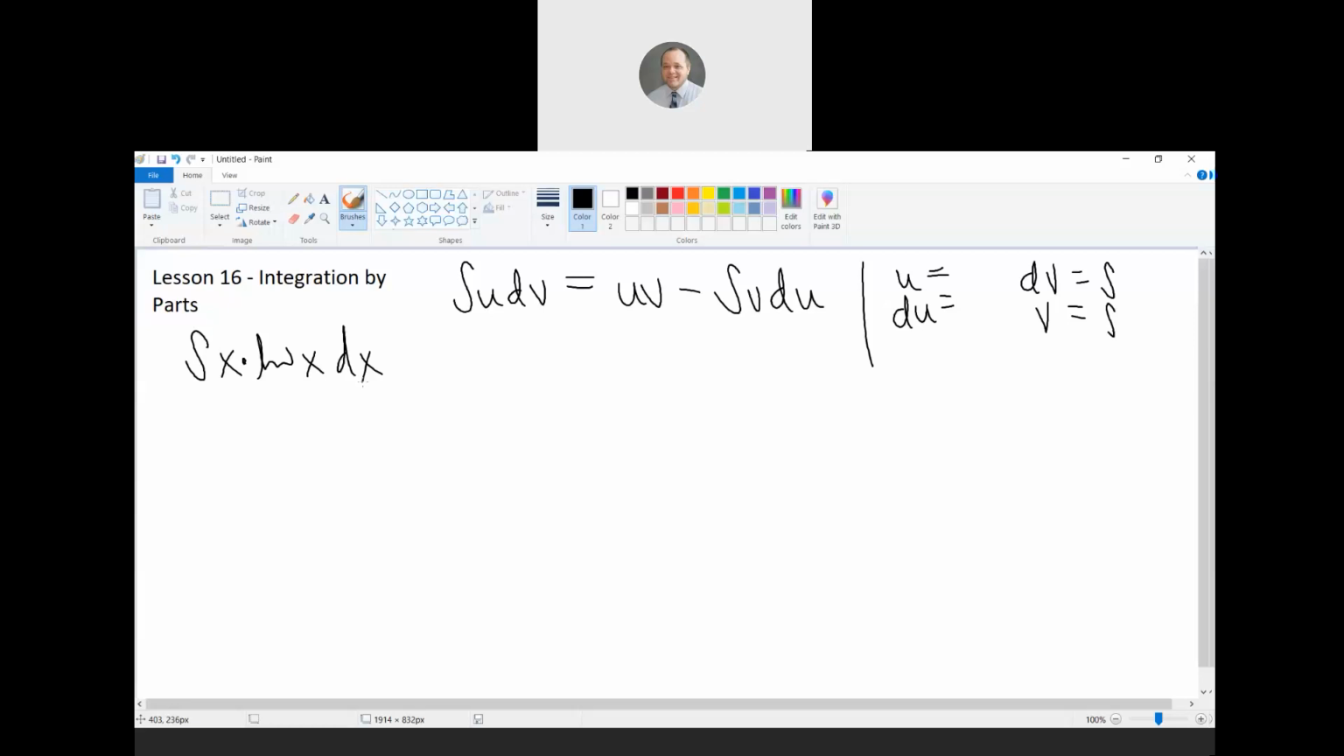Now we have to figure out what is going to be our u and what is going to be our dv to integrate. Well, I don't want dv to be natural log of x because we don't know the integral of natural log of x without looking it up. So let u equal natural log of x because we know the derivative of it, and let dv equal x dx. And we can integrate that pretty easily.